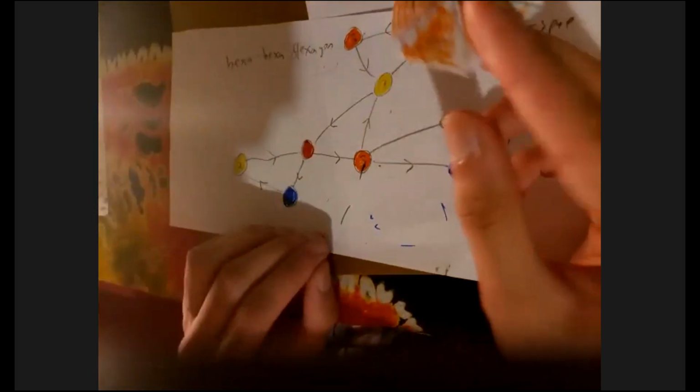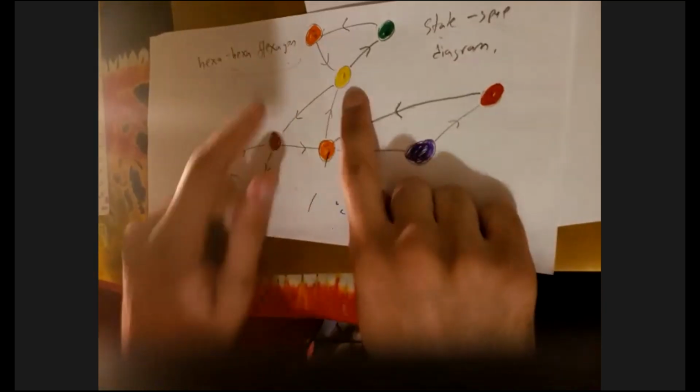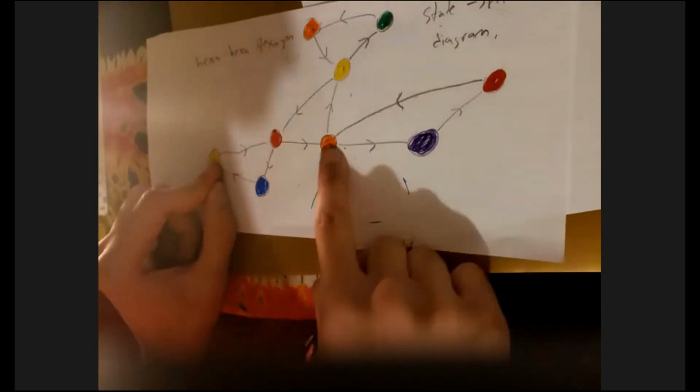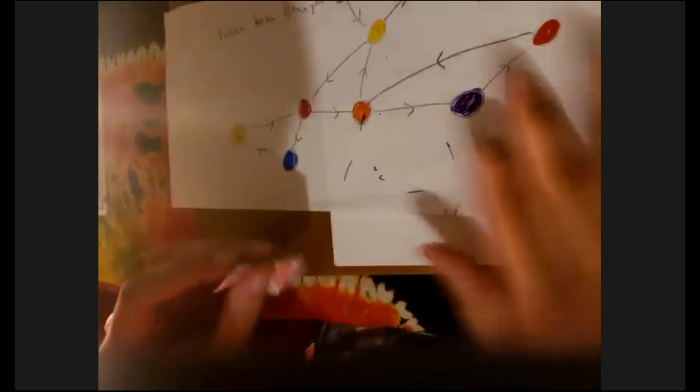So to answer the question, how many different states of a hexaflexagon do we have? Well, we have one for each vertex in this diagram. We have 1, 2, 3, 4, 5, 6, 7, 8, 9. And so there are 9 different states of this hexaflexagon. And this is the state space diagram of this hexaflexagon.